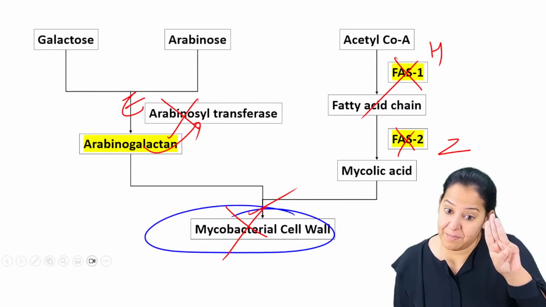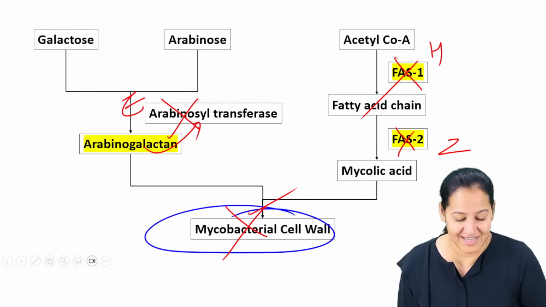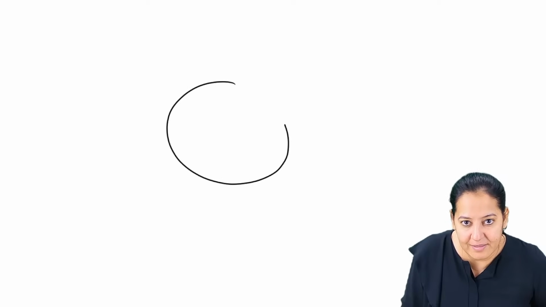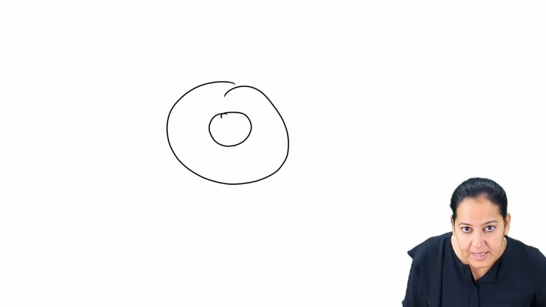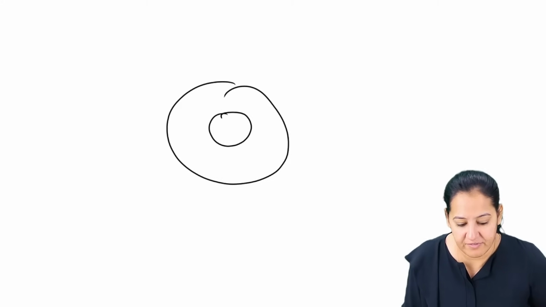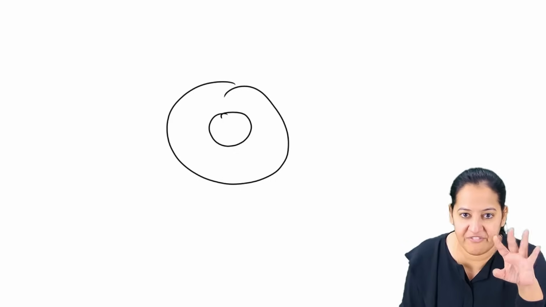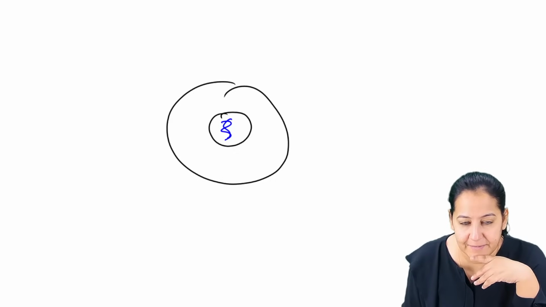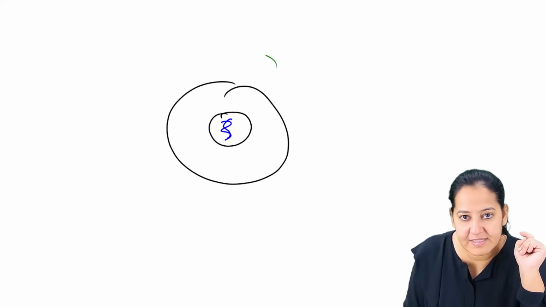So out of the five, three mechanisms I told you. Who is left? R and S. See, I'm drawing the bacteria. This is Mycobacterium tuberculosis. Please understand the mechanism of action of all five. In the next 10-20 minutes, I will finish this. All five drugs. Listen. And this is the cell wall.